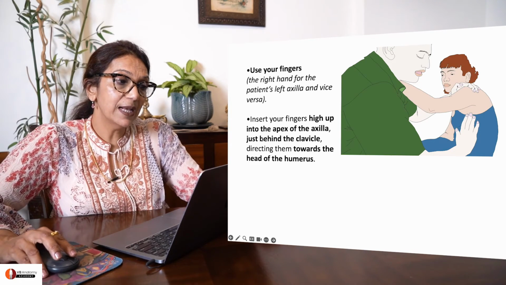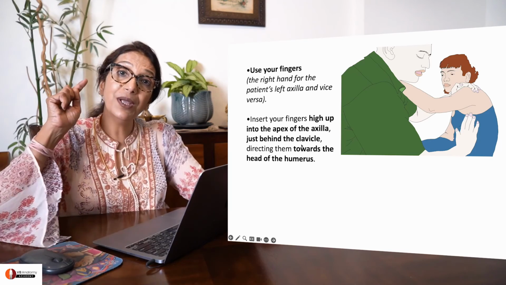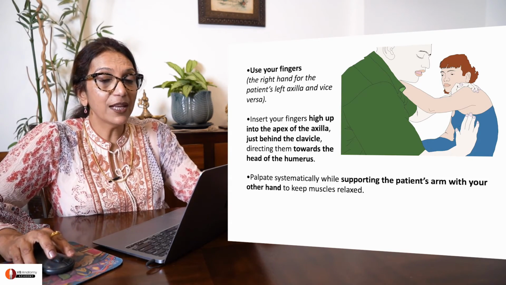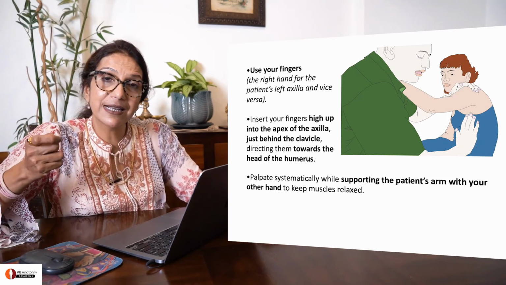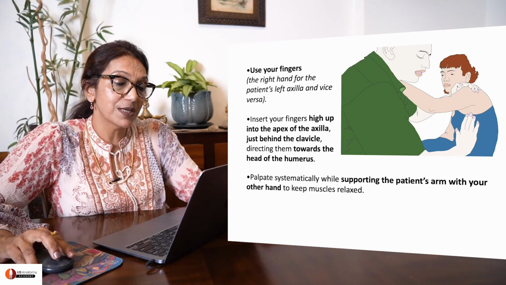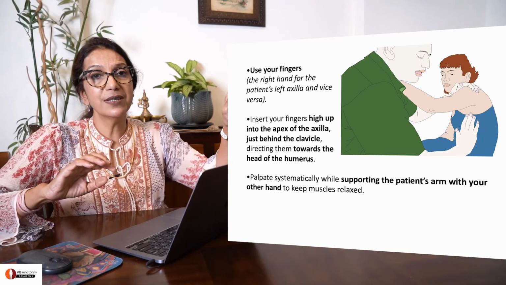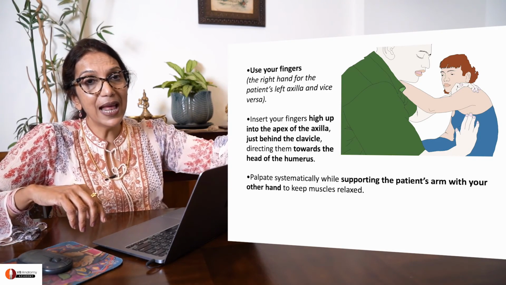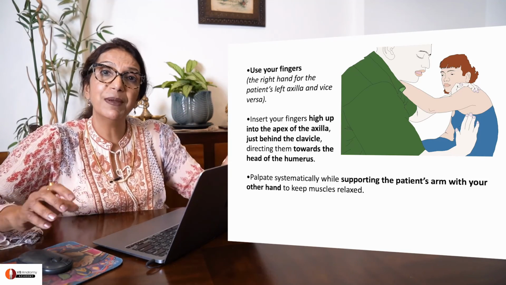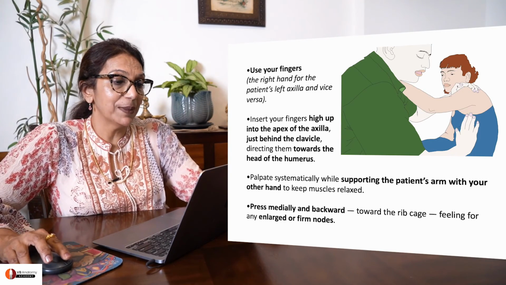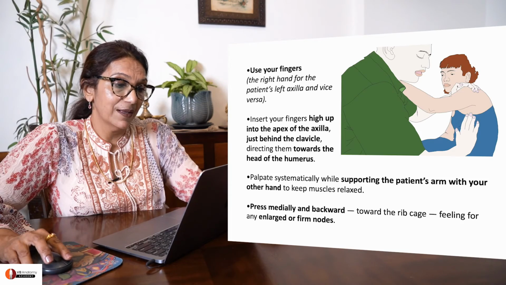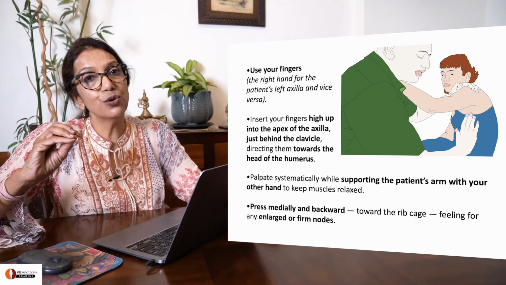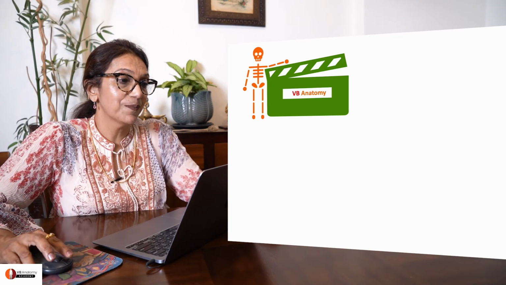Insert your fingers high up into the apex of axilla, going behind the clavicle towards the head of humerus, to be actually able to palpate the apical axillary lymph nodes. Allow the patient's arm, meanwhile, to rest on your shoulder. The more relaxed the walls of axilla, the more you will be able to palpate comfortably. Press medially and backward, feeling for enlarged or firm lymph nodes.